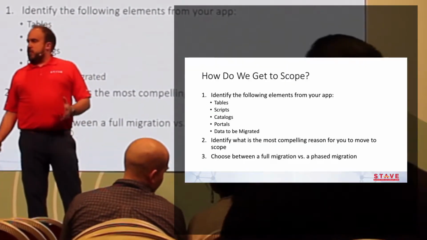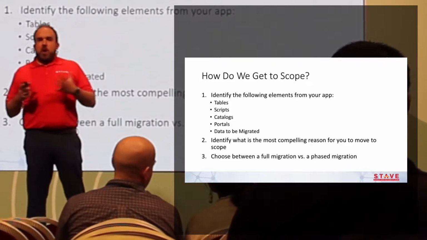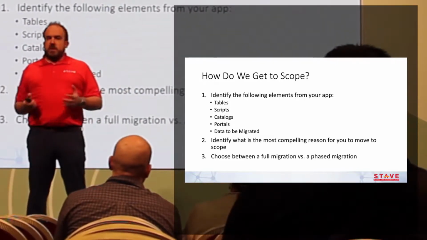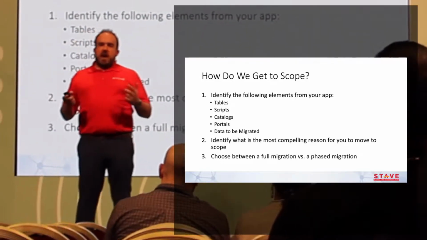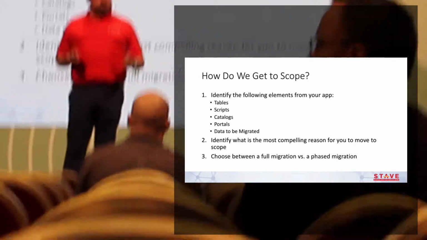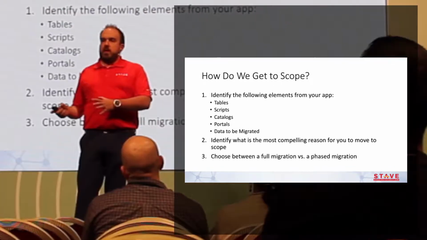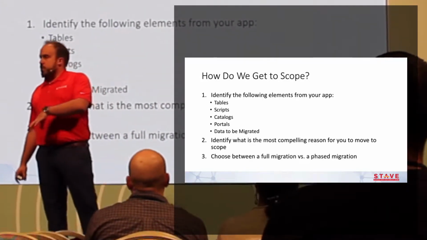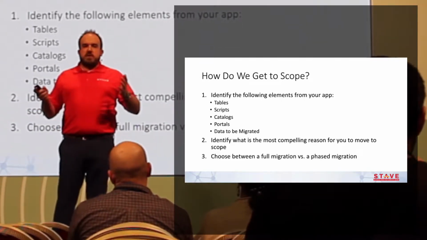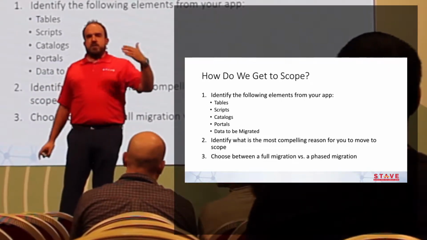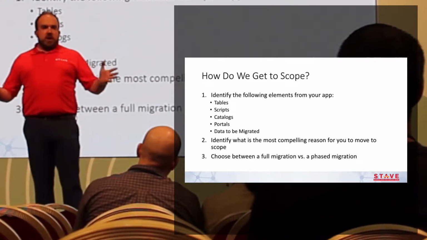So how do we get to scope? First thing we have to do, we have to identify what we need to move, right? Some of the things we need to make sure we understand is what are the tables, scripts, catalog items, portals, notifications, all those artifacts that we've been working with in our app. We need to identify them so we can move them to scope. We also need to find a reason for moving to scope, right? It's not just let's go to scope. We need to understand what's our true purpose so that we can prioritize our work and have a really successful project.